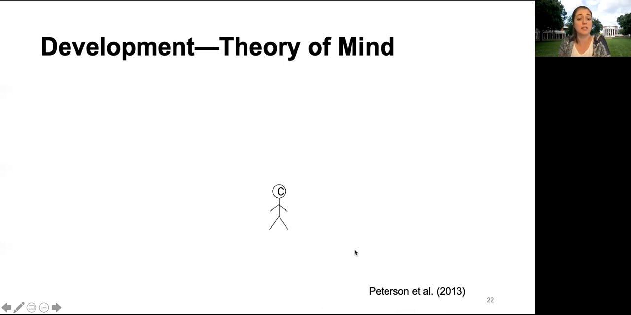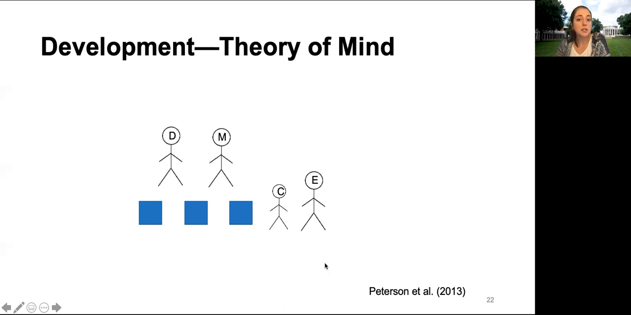So basically their paradigm was there's a child and an experimenter, and they also had two friends, Dot and Midge. And in front of Dot and Midge were 3 boxes, and then the experimenter put a present in one of the boxes. And then one of the friends, let's say Midge, leaves the room, and the experimenter moves the box to another location. And then here's the crucial point. The child picks one of the two friends, Dot or Midge, to look for the present.